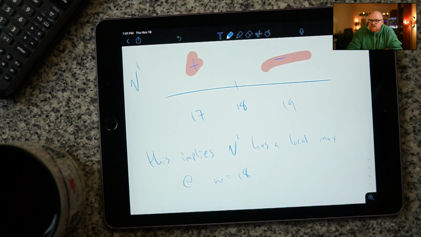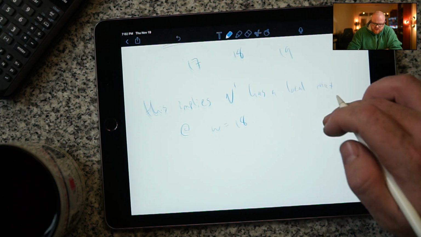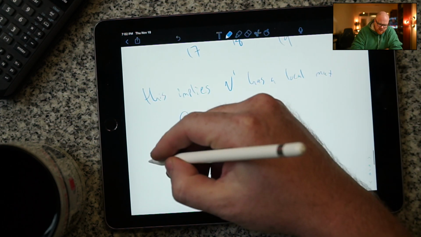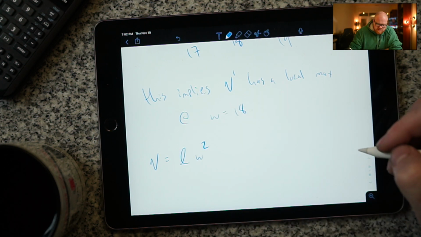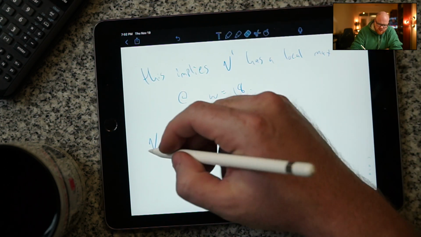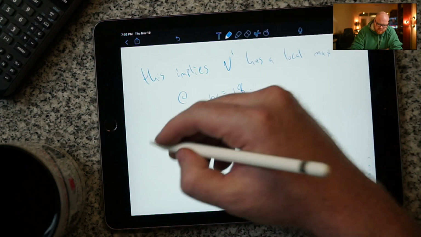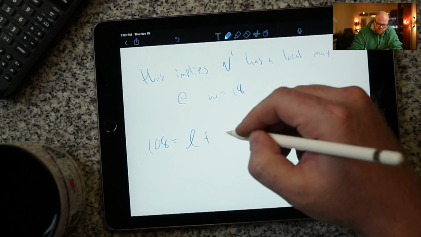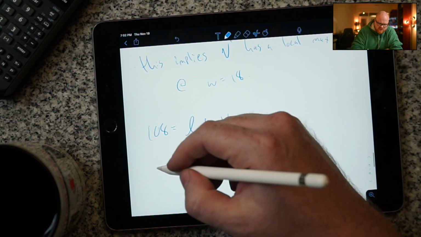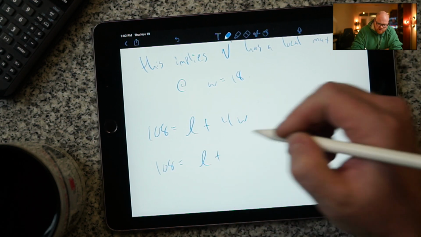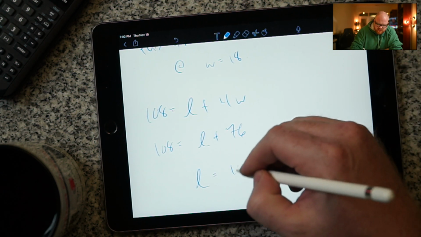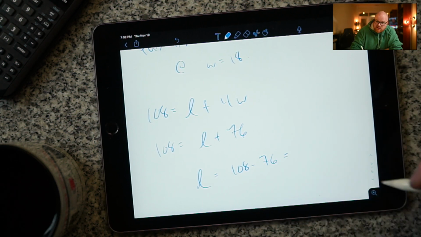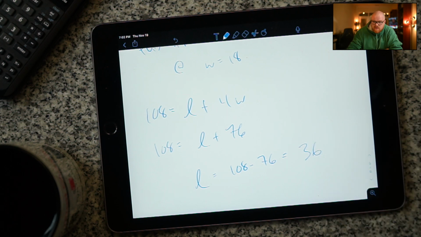So then the dimensions to maximize the volume, you just plug this back in. So I think it was volume equals L times the W, or no, I'm sorry, the one we'd want to plug into is the one with numbers, 108 equals L plus 4W, so 108 equals L plus 4 times 19 is 76. So L equals 108 minus 76, which is 36.